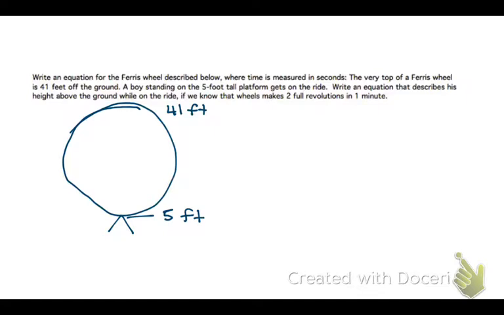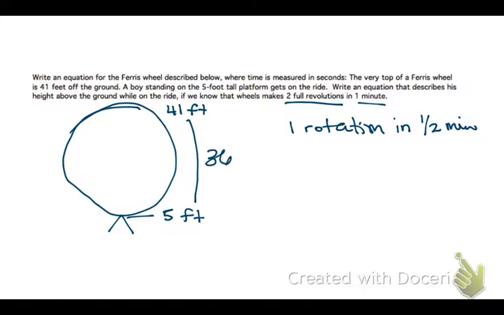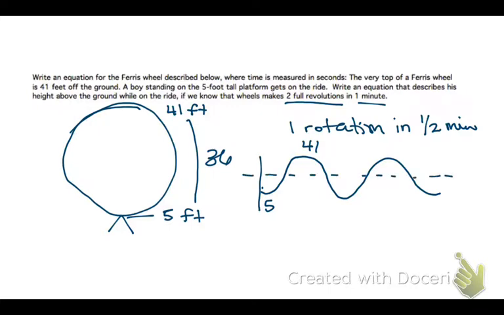Write an equation that describes his height above the ground while on the ride if we know the wheel makes 2 full revolutions in 1 minute, which means that 1 rotation is occurring in half of a minute, or 30 seconds. So 41 minus 5 is 36. If we think about what's happening here, he's going to get on the Ferris wheel at 5 feet, and he's going to keep making that rotation. So we're going from 5 to 41, which means that our amplitude is 18 because it's half of the height of the Ferris wheel.